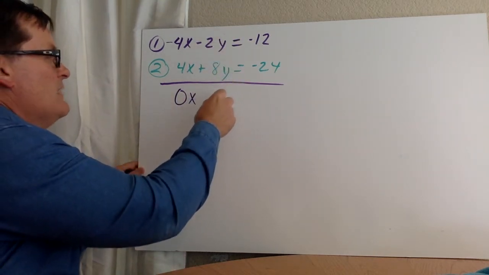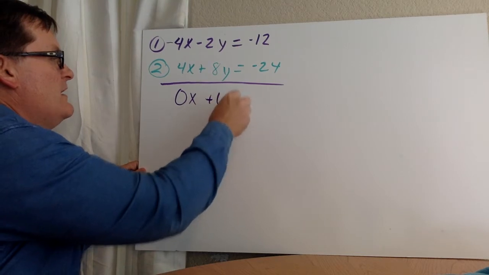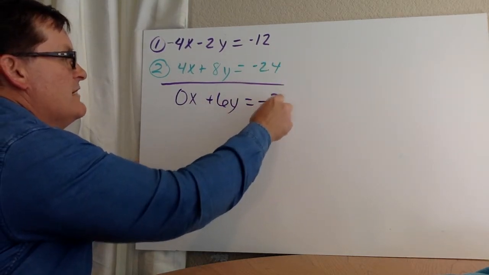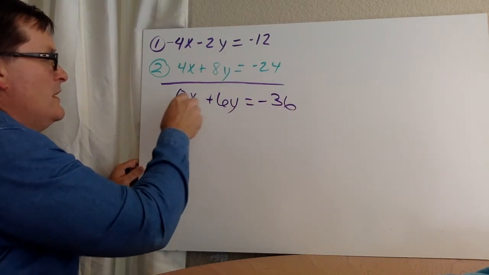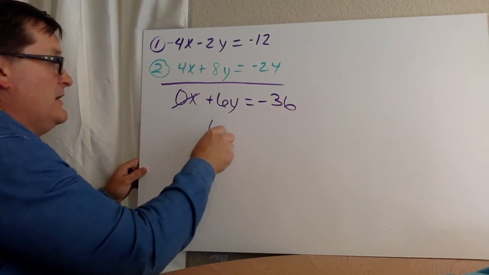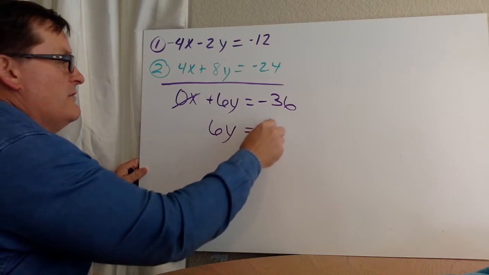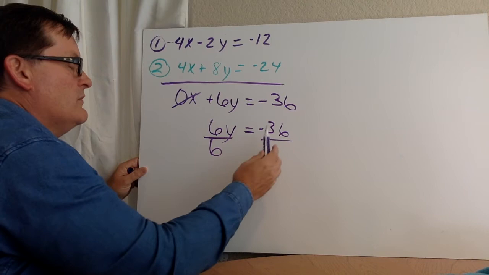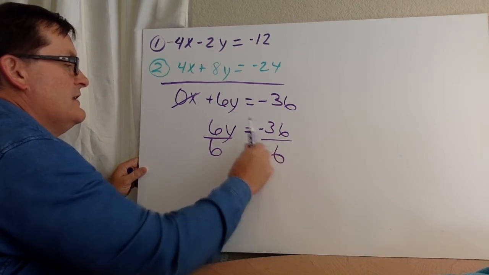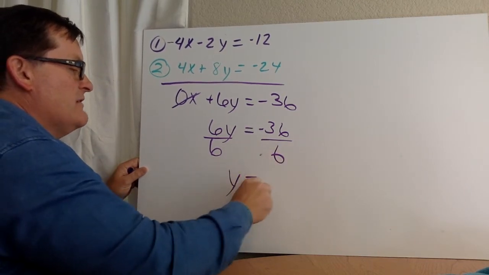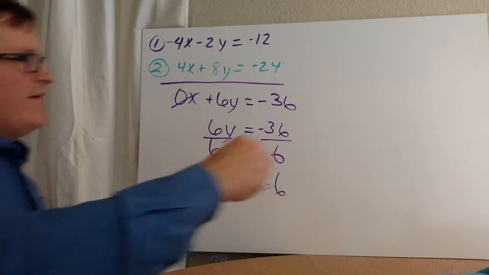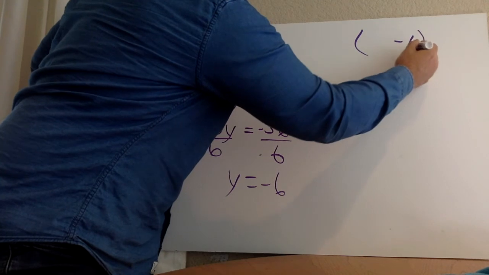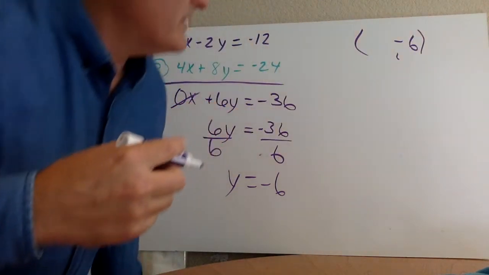Negative 2y plus 8y is positive 6y, and equals negative 12 plus a negative 24, which is negative 36. Go ahead and drop that off because it's literally nothing. 6y equals negative 36. Divide both sides by 6, and you end up with y equals negative 6. So that fast, we have our y value of the ordered pair. And of course, in a system of equations, the answer is always an ordered pair.